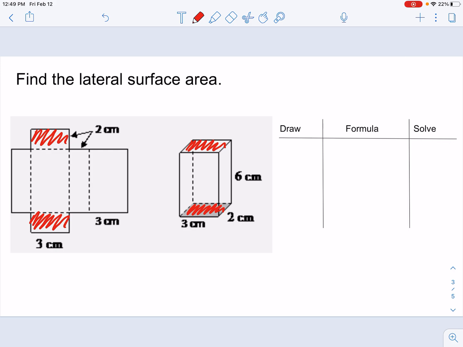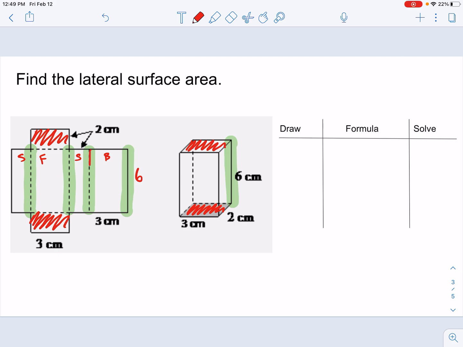Okay, so remember, we want to fill out our formula table. So my faces, I have two separate sets of faces. I have what we could call the front and the back, which are the same, and then I have my two sides. Okay, so if we look at our shape, the height of 6 connects the two bases. So this length should all be 6. That's the length that's connecting the two bases.